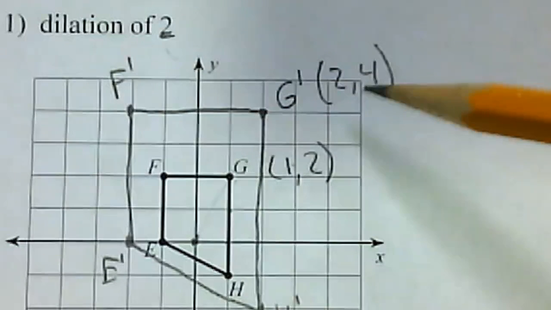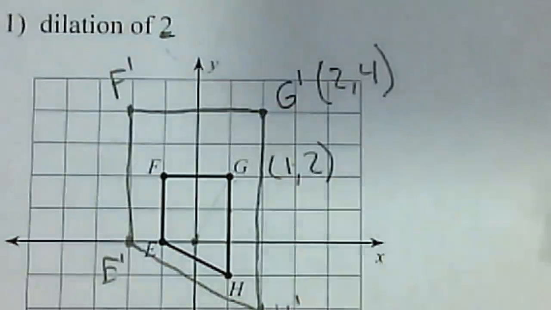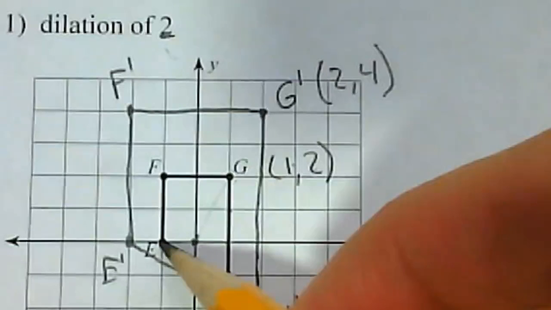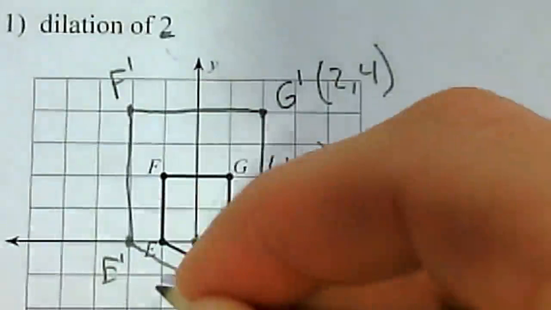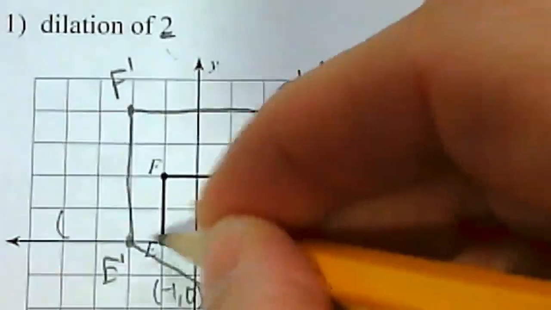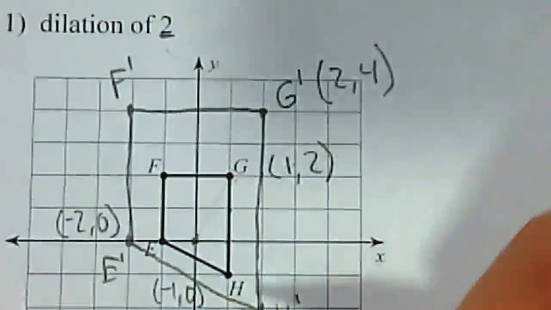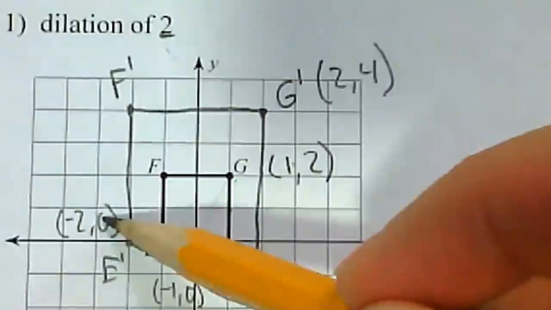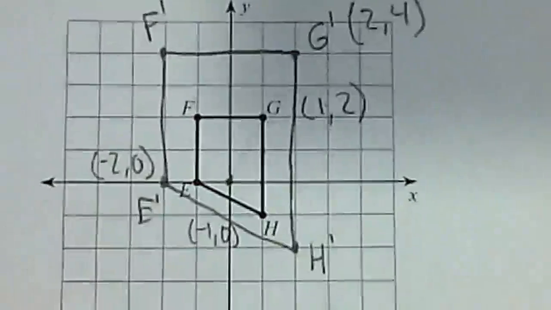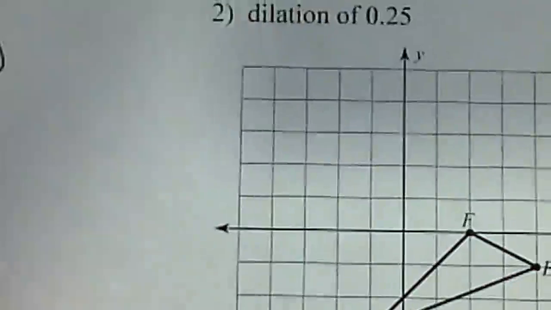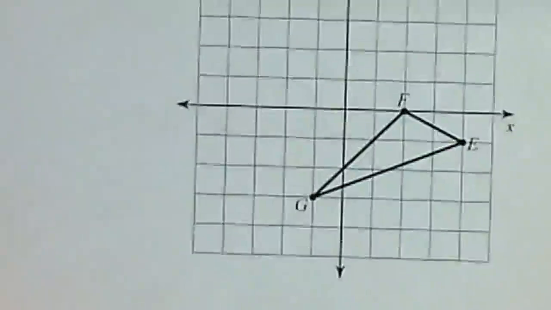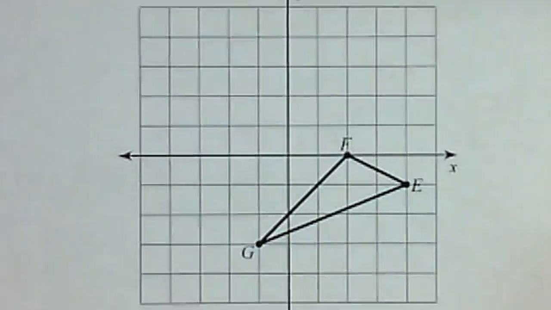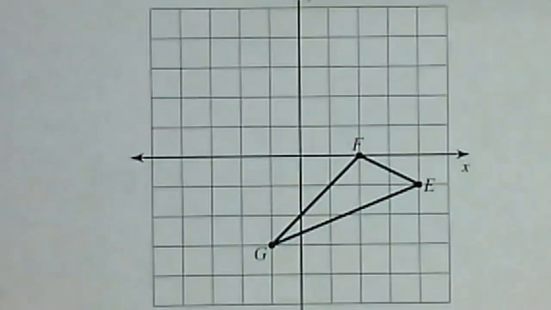The same thing happens for every other point. Notice point E is at negative 1, 0. And E prime is at negative 2, 0. Each of these points, if I multiply them by the scale factor, I get the new coordinates. So negative 1 times 2 is negative 2, and 0 times 2 is still 0. Okay? So that would be an example of one that's getting bigger, doing a dilation from the origin.